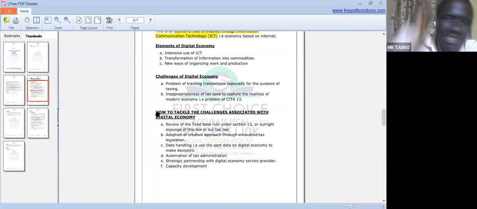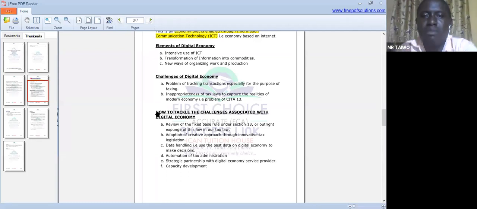Let's look at this. How do we now tackle these challenges of the digital economy? What are the best ways of tackling them? One, we have to review the fixed base rule under Section 13 of the Company Income Tax Act.